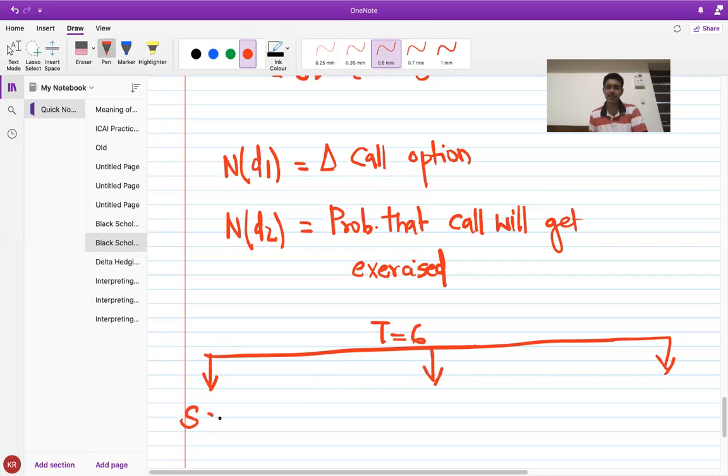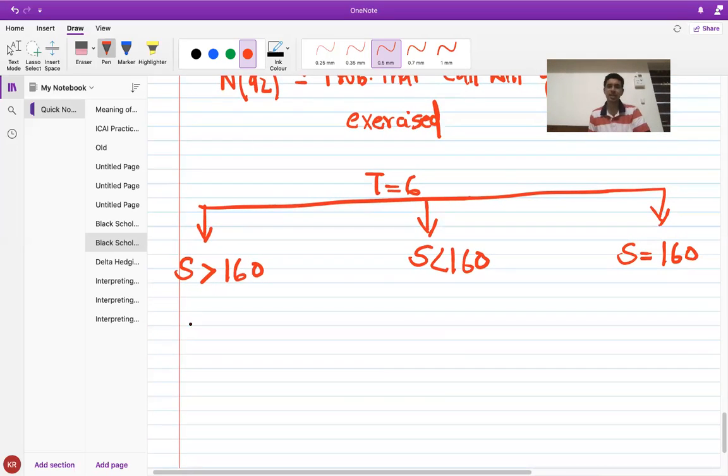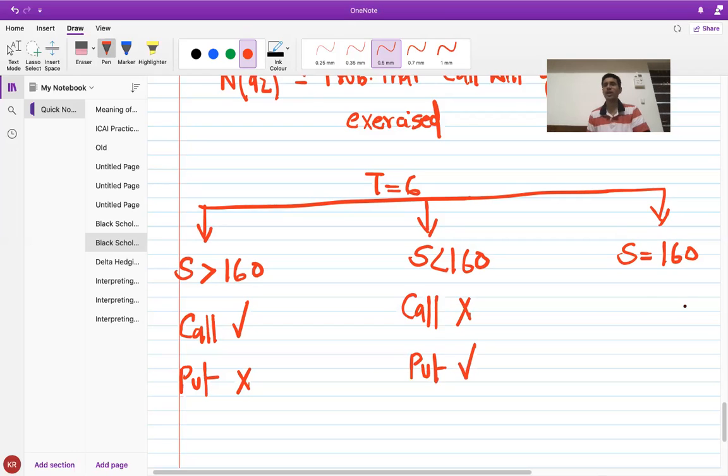Share price is greater than 160, share price is less than 160, and share price equals 160. If the share price is greater than 160, the call option gets exercised, but the put option lapses. If the share price is less than 160, the call lapses and the put gets exercised. Here both call and put get lapsed.